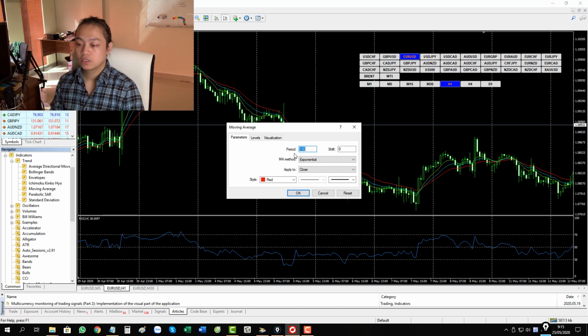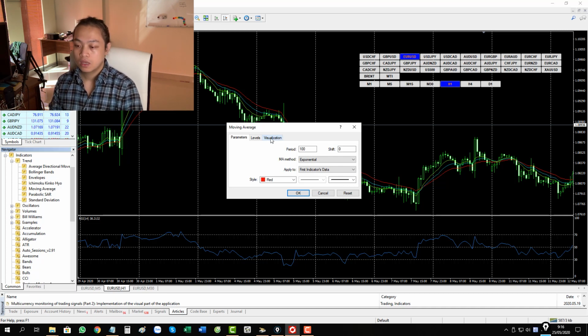For the setting in here, I suggest a period of 100 or 200 for the best result. For my method, we use exponential. For apply to, you choose the first indicator, which in this case is RSI. If you already have multiple indicators on the price chart, I suggest you remove all the other indicators if you want to use this system.